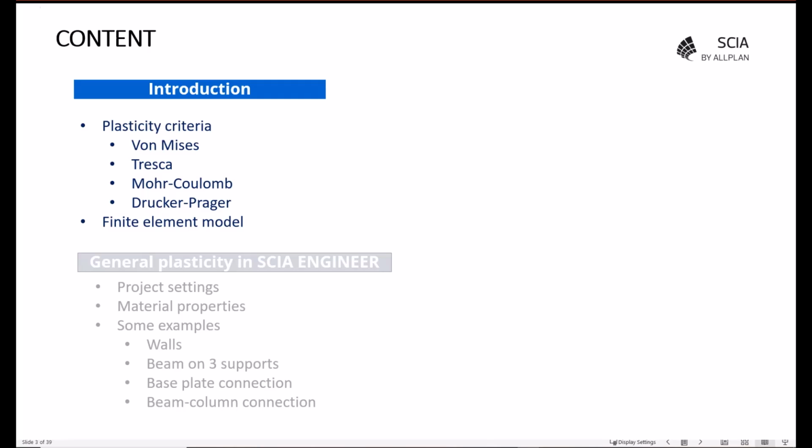Going to start with the introduction, there are 4 different plasticity criteria in SCIA Engineer. We will talk about how to adapt the finite element calculation to these plasticity criteria. Then we will move on to the practical part. So we will see some examples for walls, a beam on 3 supports, a base plate connection, and a beam column connection.